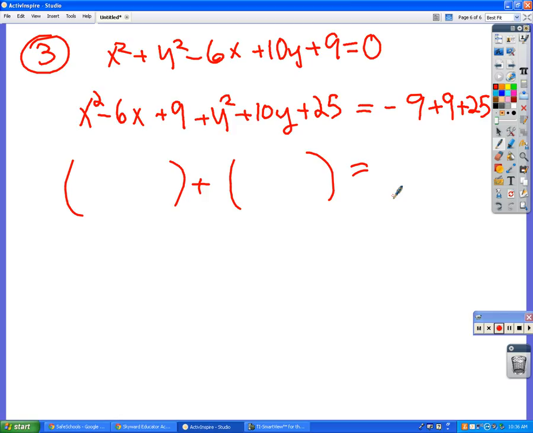What does x squared minus 6x plus 9 factor into? X minus 3, right, good. X minus 3 quantity squared. And this is going to be y plus 5 quantity squared. And these 9's cancel, so that equals 25. Okay?